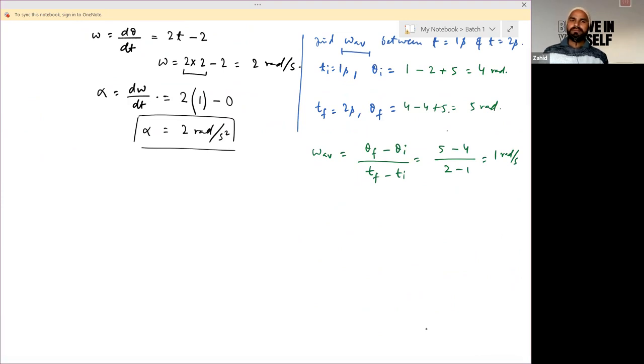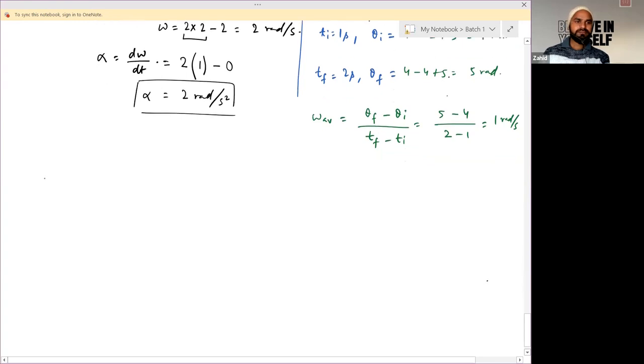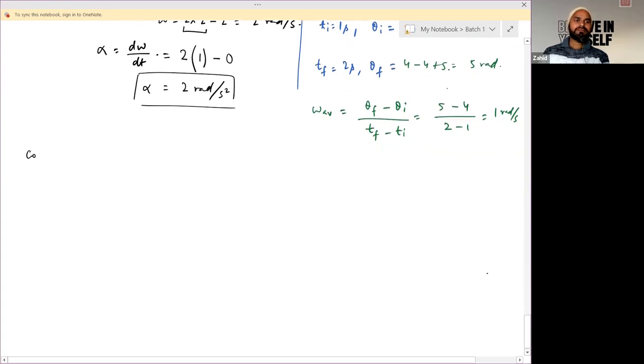Yes, sir. Okay. So these are some dynamics of circular motion, which are some introductory part. Now let's start application of these terms. So first is the concept of centripetal and centrifugal force.